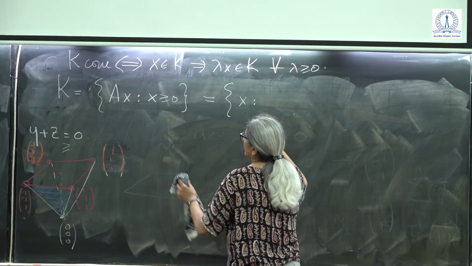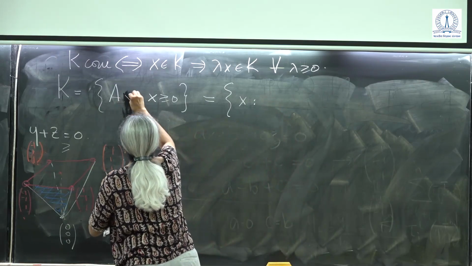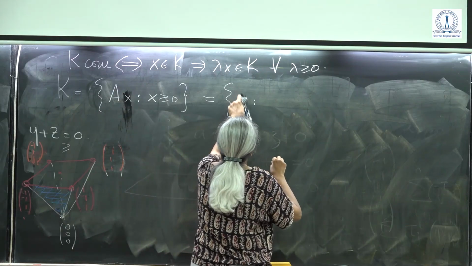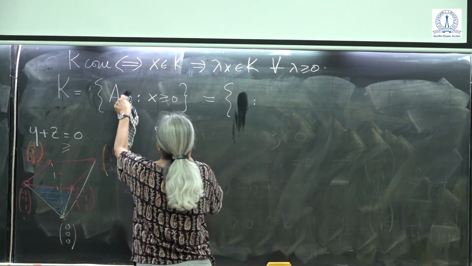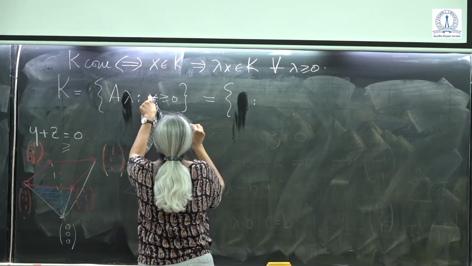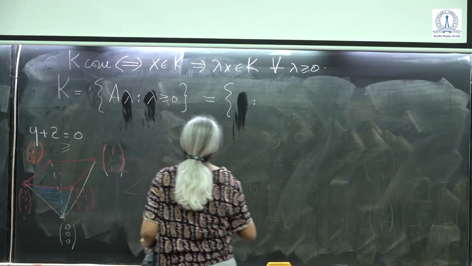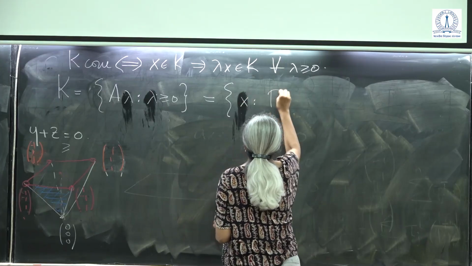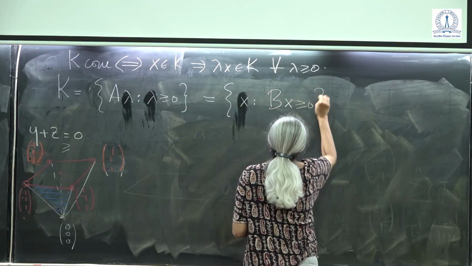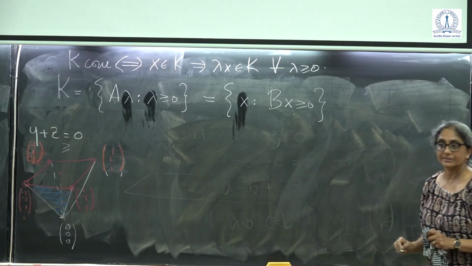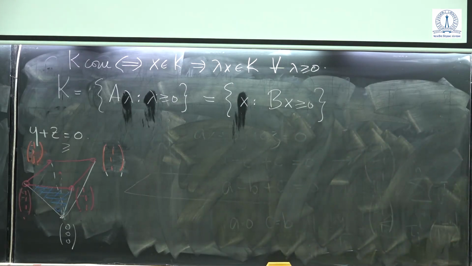Bx, no, this is not x, yeah, this is fine. Or I can write this as, let's change this actually, let's write this as Aλ such that λ is non-negative, λ is a vector, or you can write it as the set of x's such that Bx is non-negative. That's what we just learned. Do you agree? So λ is like this long vector.